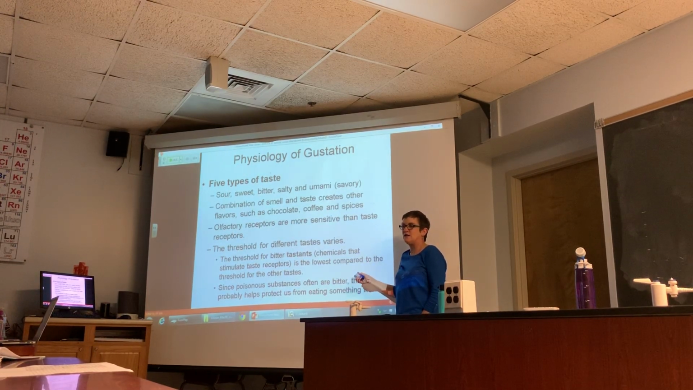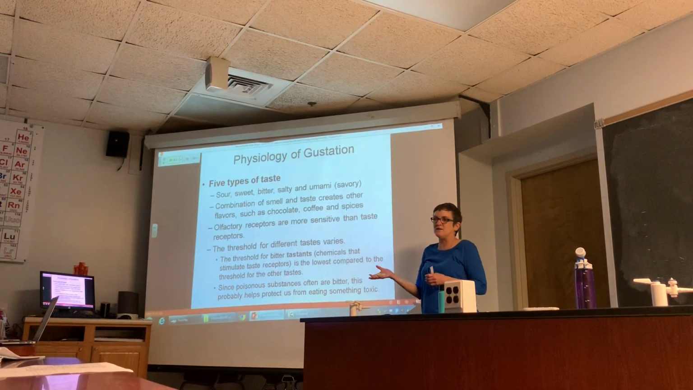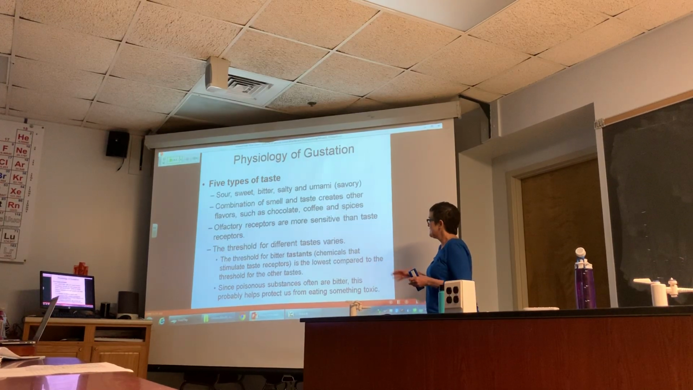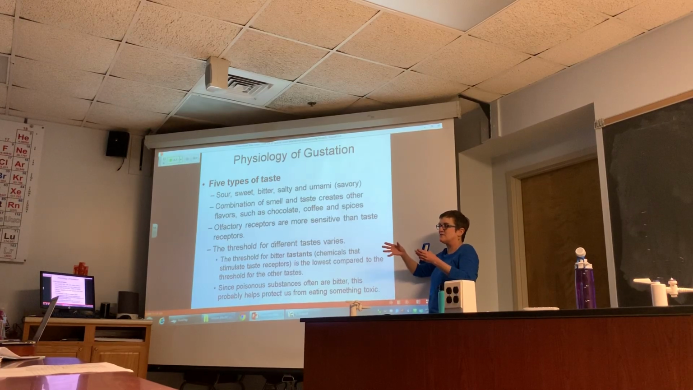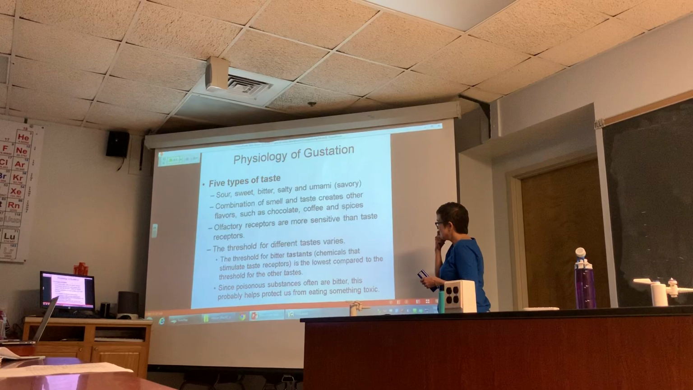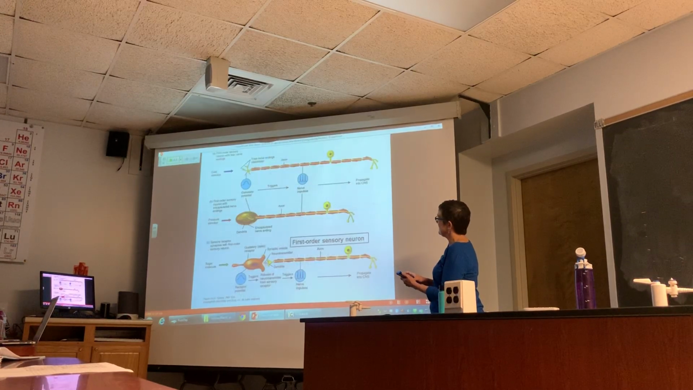However, a lot of the foods we eat are bitter, but we've been selectively breeding plants so that we could eat these bitter compounds and not be poisoned by them. But bitter is often what plants do. They make bitter compounds so that animals won't eat those things. So that's just a protective mechanism.